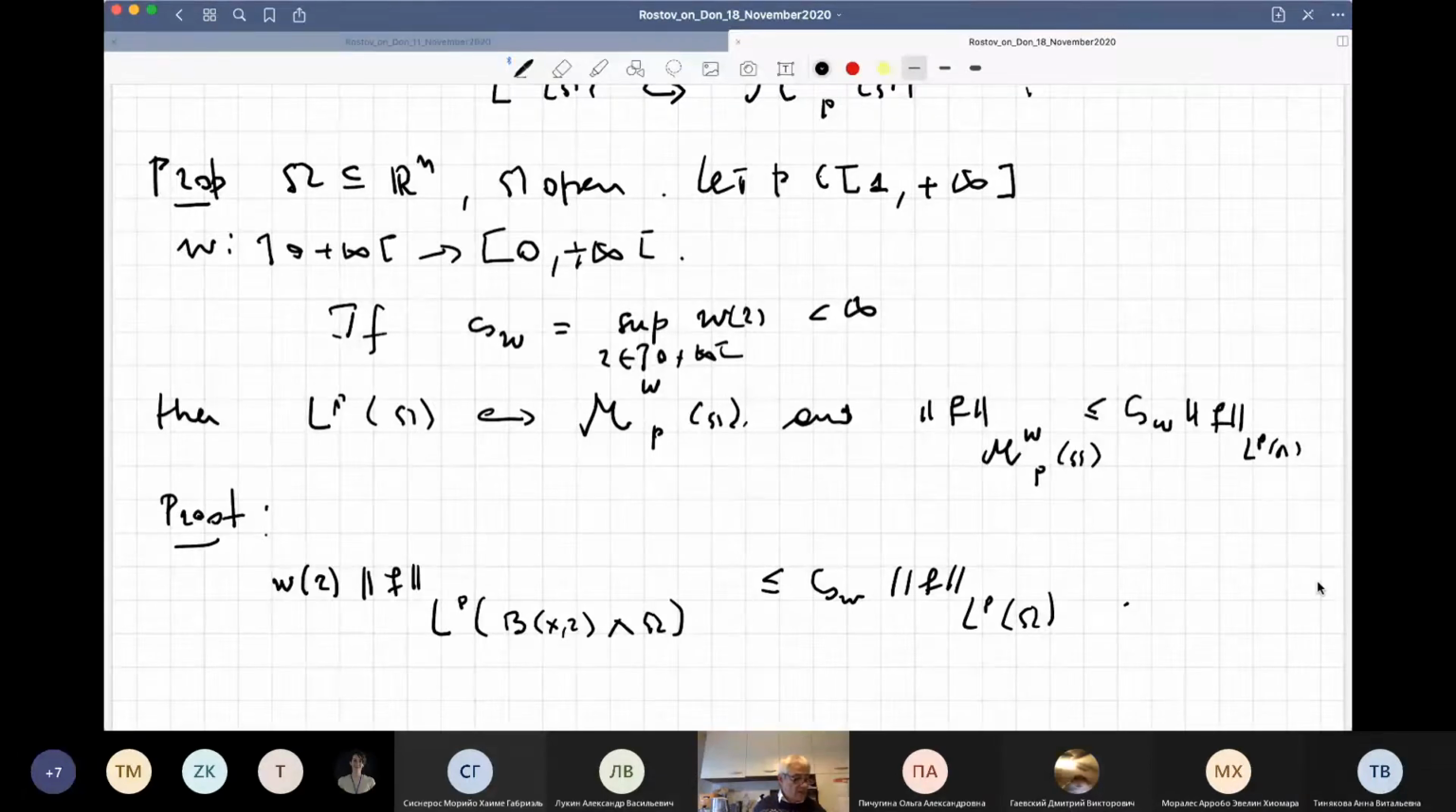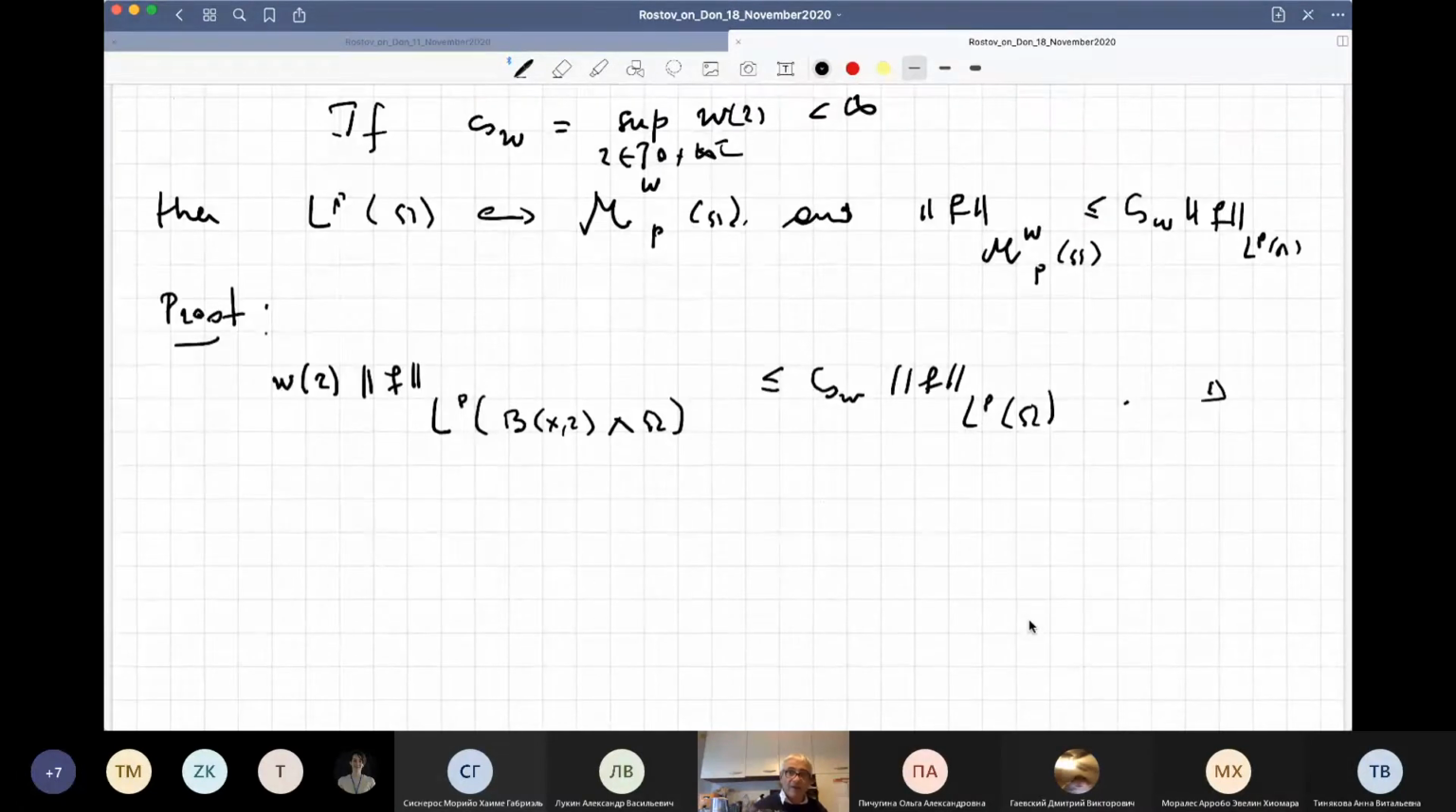It's a one line exercise. Of course, a comment if you wish: this boundedness condition of the weight is rarely satisfied. So such a condition, the condition of the previous proposition.